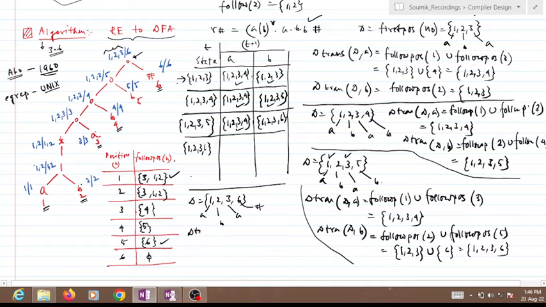So D trans of D comma A. A means 1 and 3. So it will be follow pos of 1 union follow pos of 3. Follow pos of 1 is 1 2 3, and follow pos of 3 is 4. So it will be 1 2 3 4.